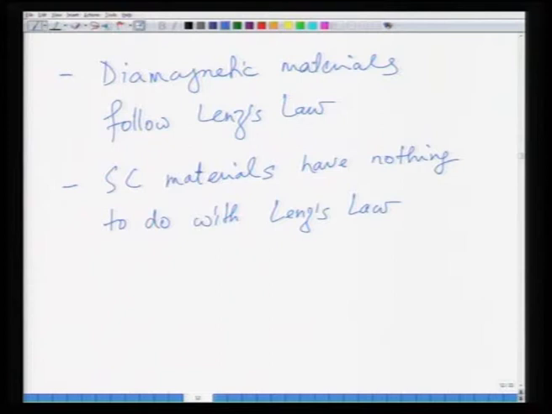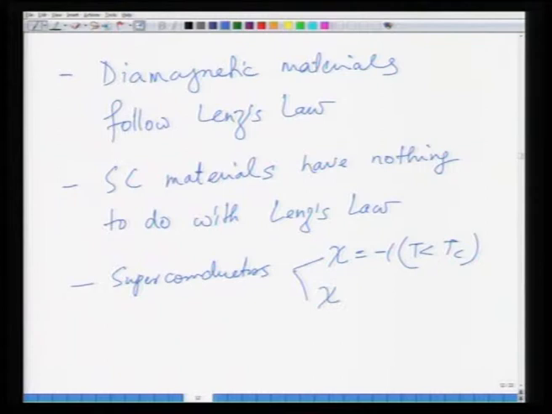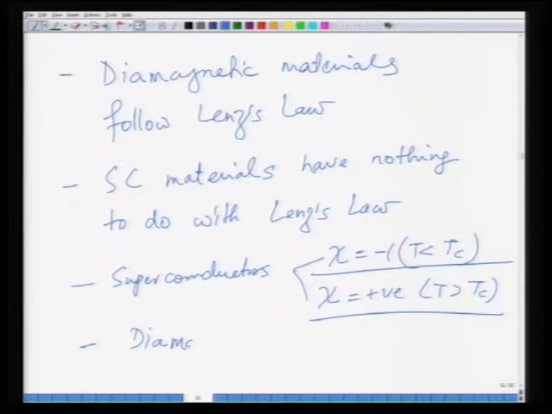Both have negative susceptibility. So, superconductors, you can say, have chi equal to minus 1 below Tc, but it's positive when T is greater than Tc. This is the essential difference, whereas for diamagnets, this chi is not a function of temperature and it's always negative, and also there is a dependence on Lenz's law for a diamagnetic material. So this is a major difference between these two.